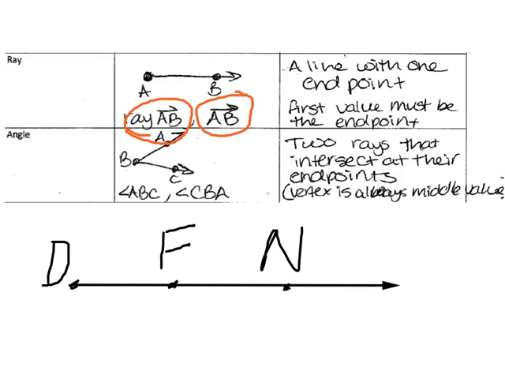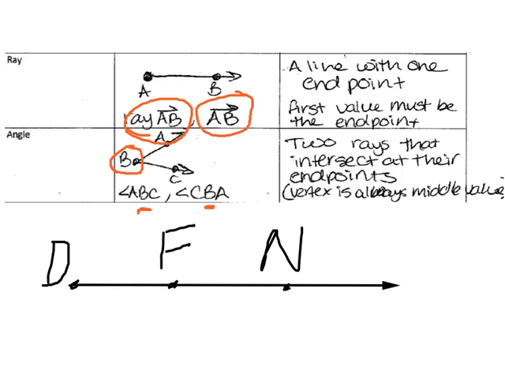Next we have an angle. This is two rays that intersect at their endpoints. The vertex is always the middle letter. So notice B is the vertex here. This is always the middle when you're talking about the angle, like you would say angle ABC. It is always B in the middle because it's the vertex.